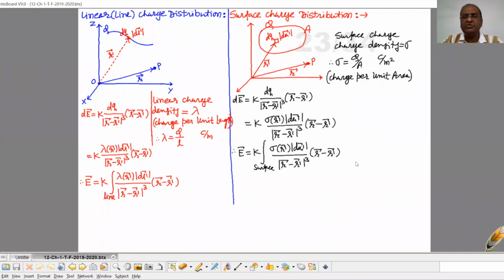Now surface charge distribution, the concept is the same. Suppose as shown in the figure, for this given surface, the total charge residing on the surface is Q and the total area of the surface is A. So here we can write surface charge density sigma equal to Q by A, unit coulomb per meter square. Surface charge density means charge per unit area. Now, divide this entire surface into so many infinitesimal small elements. Due to each element, calculate the electric field at point P having position vector r, and then take the vector summation of all, and we will get the resultant one.